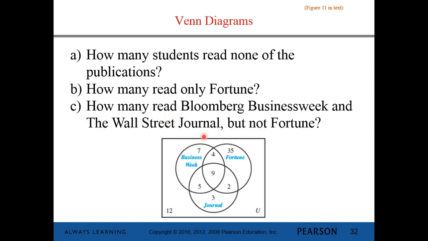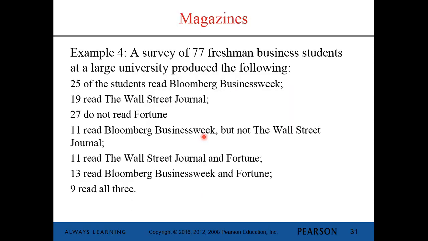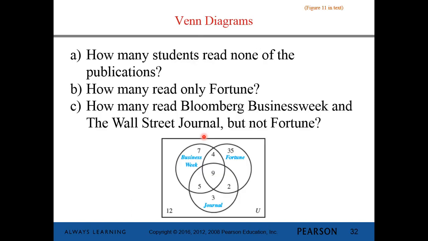So 27 do not read Fortune. So we've got all of these, right? We know 27 do not read Fortune. So guess what? That means we got these 3 pieces right here. So outside of Fortune should add up to 27.